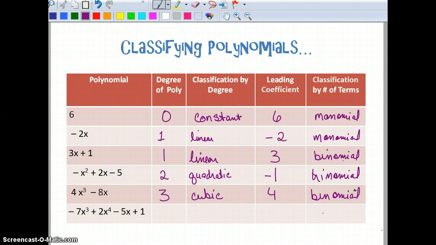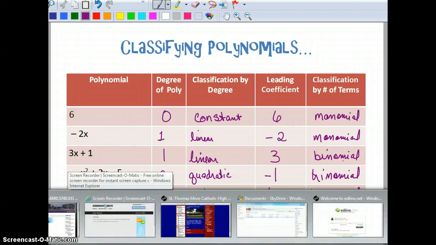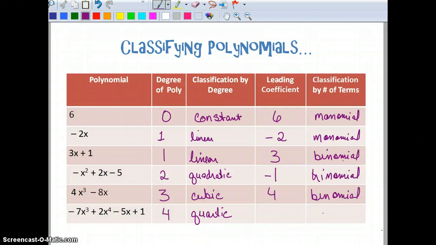Okay, now the next one, I have negative 7x cubed plus 2x to the 4th minus 5x plus 1. What's the degree of this polynomial? Oh, be careful, it's not in standard form. The degree of this polynomial is 4. Now, when I classify it by degree, this one is called quartic. Okay, now what's my leading coefficient? Nope, it's not negative 7. Because remember, I'm classified by the leading coefficient when it's in standard form.